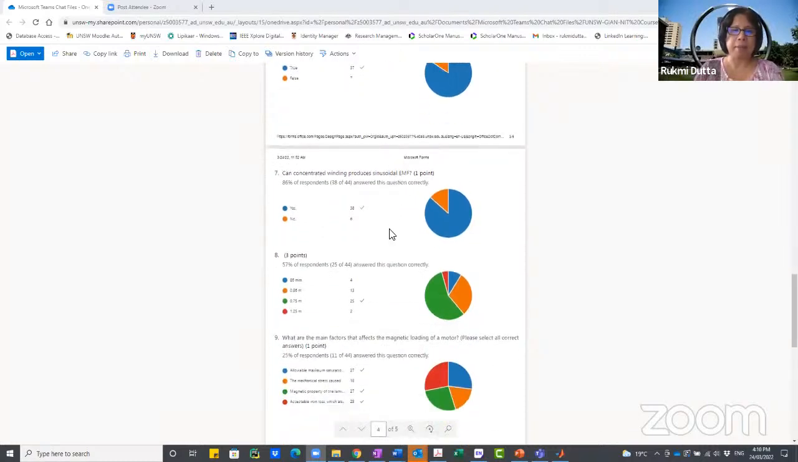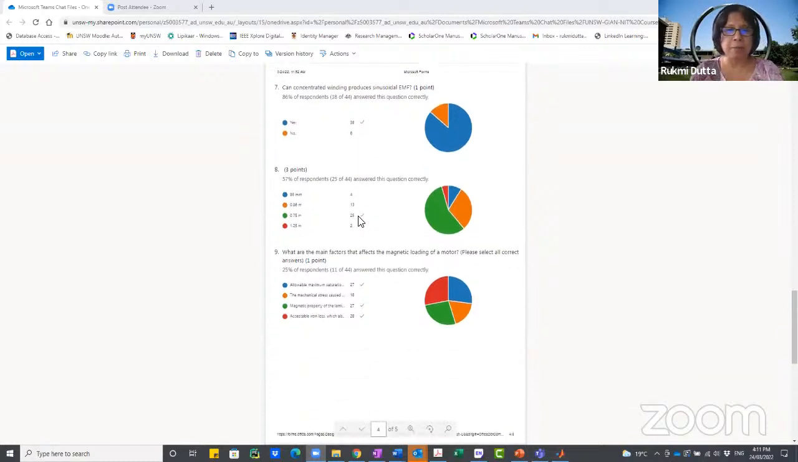Then we talked a little bit about concentrated winding, and the question was whether concentrated winding can give a sinusoidal EMF. Again, the majority of you got it correct. It is yes, we can get it. But remember that the concentrated type winding gives you non-sinusoidal MMF, magnetomotive force. However, it can give you sinusoidal EMF with certain pole numbers and slot numbers. Concentrated winding has limitations; you cannot use all combinations of slot and pole.